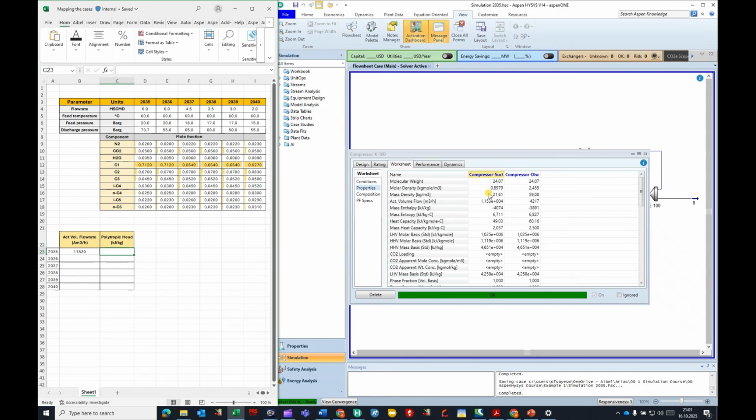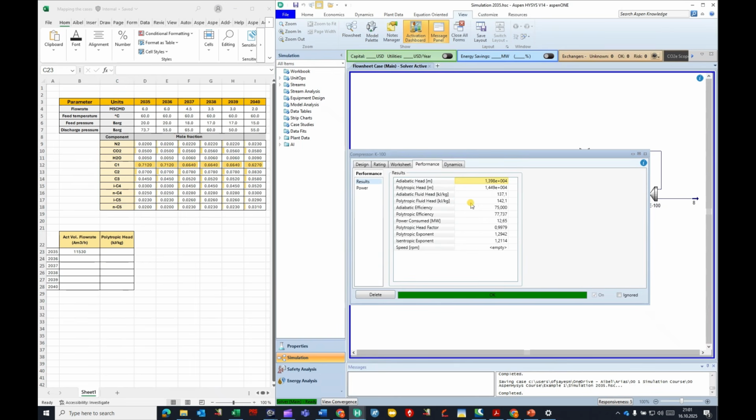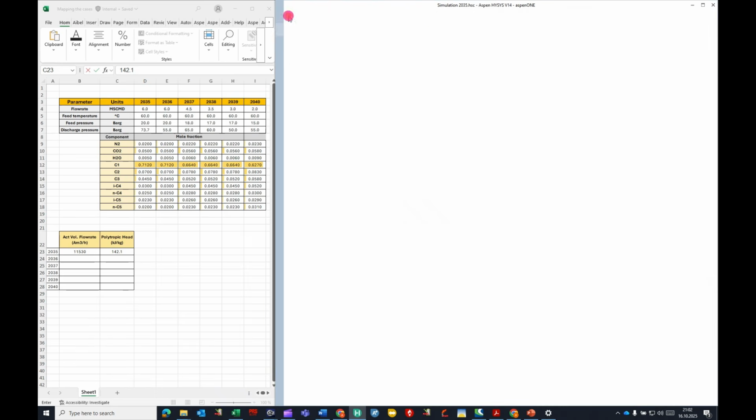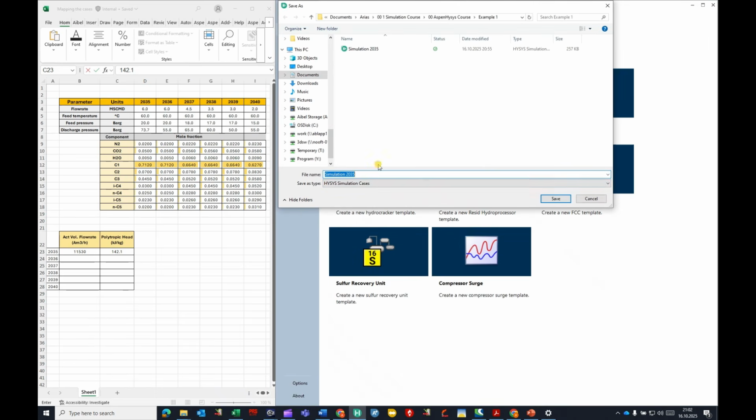Actual volumetric flow on the suction side and polytropic head. I need this data for the mapping. So now I can save 2036.